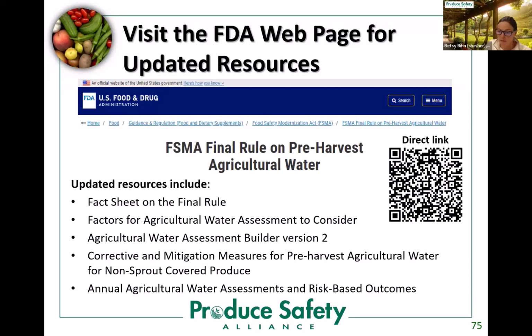Annalisa asked for triggers that a grower should take a corrective measure versus a mitigation measure. Those corrective measures are going to be taken when there's an immediate threat, when the water is not safe and of adequate sanitary quality for its intended use. And there were three examples that were given.